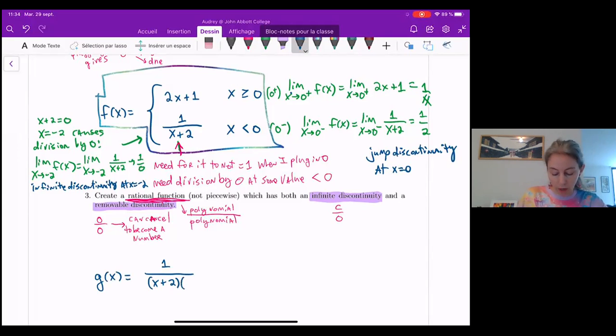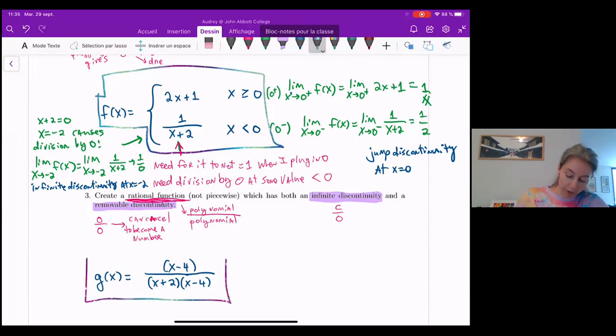It doesn't matter where, so I'm going to go with 4. I'm going to have x minus 4. Well, right now, in this form, that x minus 4 causes division by 0, but it doesn't cause a 0 up top. So I'm going to put another x minus 4 up top, and now I have a removable discontinuity at x equals 4. So this is my answer, and we can double check that with limits.